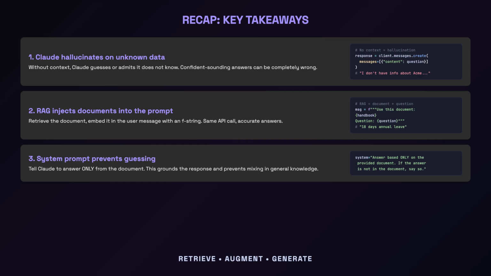Recap. 3 key takeaways. First, Claude hallucinates on data it has never seen. It guesses or admits it does not know. Second, RAG injects relevant documents into the prompt. Same API, accurate answers. Third, the system prompt says answer from the document only. This prevents mixing in guesses.